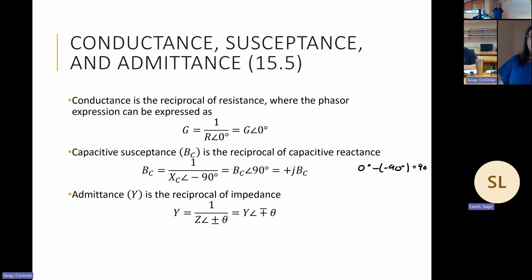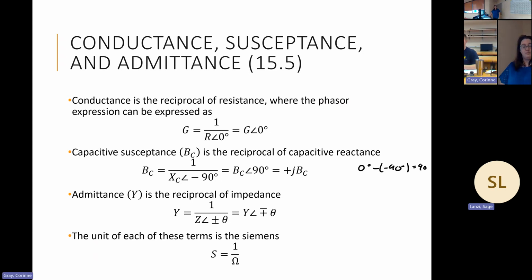With all of these here, they share the same units, which is 1 over ohm, the Siemens unit. It's given with the S. So all of these share the same units, just like we have for resistance, reactance, and impedance. Those are all in ohms. All of these are in inverse ohms. Any questions before we give our first example a go?